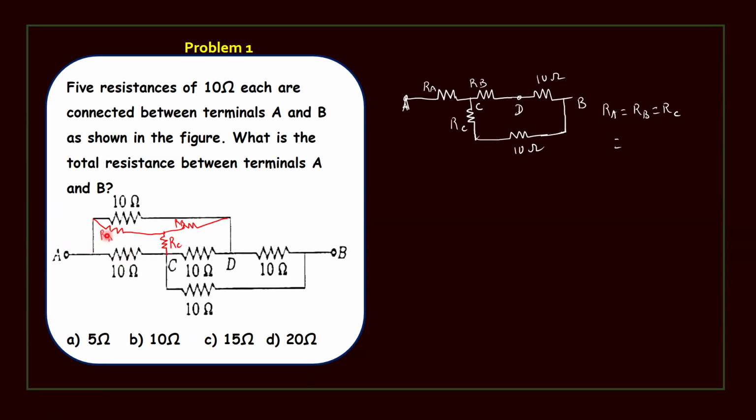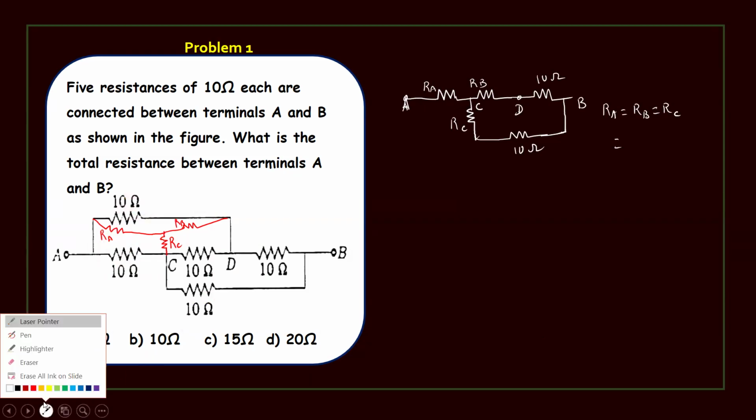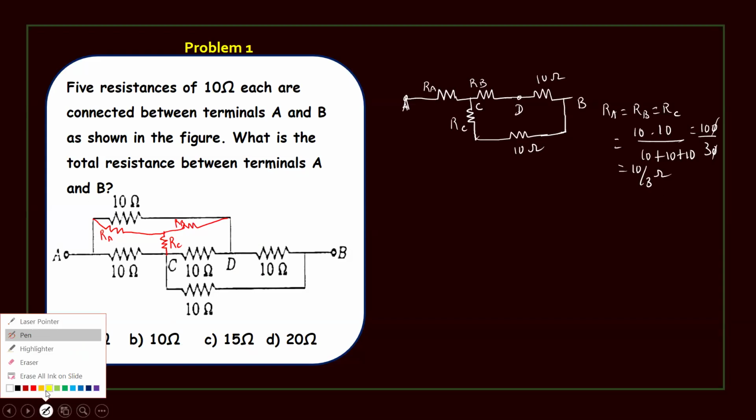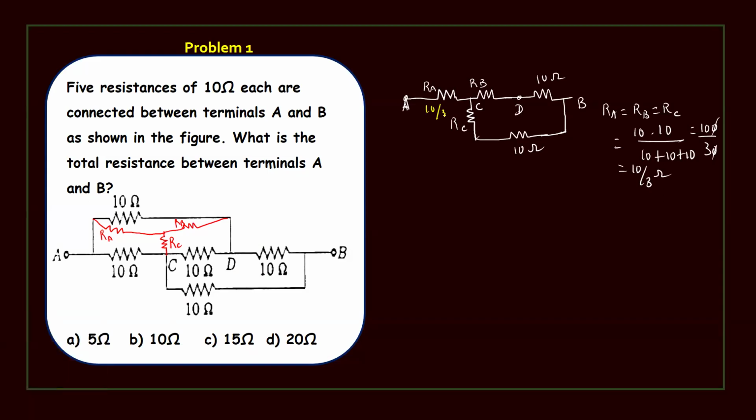So to find RA, product of either side resistances, here 10 ohms, here also 10 ohms. So 10 into 10 by the total resistance, 10 plus 10 plus 10. That is 100 by 30, which is 10 by 3 ohms. So all the resistances in the Y network are 10 by 3 ohms. We can mark that now: RA 10 by 3 ohms, RB also 10 by 3 ohms, RC also 10 by 3 ohms.